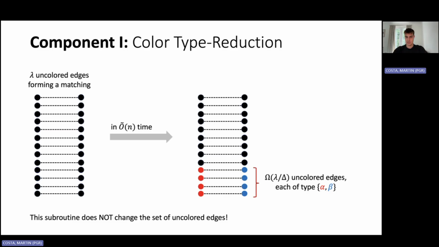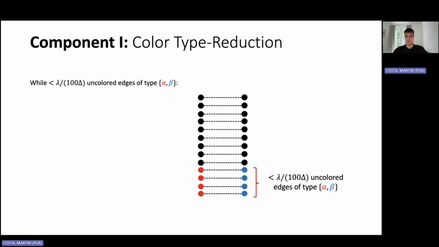And this subroutine does not change the set of uncolored edges at all. So they remain vertex disjoint, i.e. forming a matching throughout the entire running time of this algorithm. So how can we actually do this? What is the algorithm that performs this task?